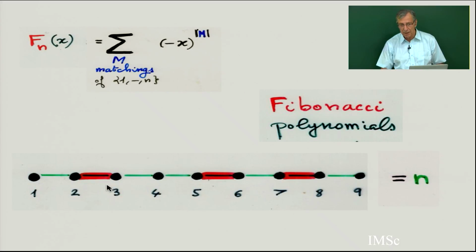So here this matching would contribute a term minus x power 3. And you sum over all possible matchings, including the empty matching, no dimers, so this gives you 1. And the maximum possible number of dimers you can put depends on whether n is even or odd. If n is even, then every vertex will be covered, and in graph theory they call this a perfect matching.